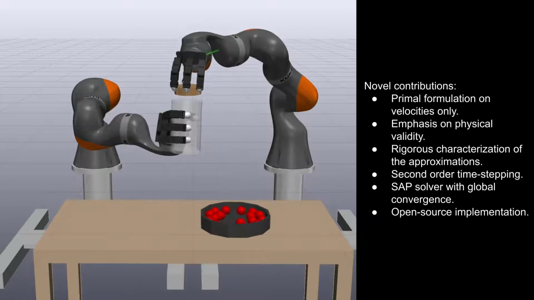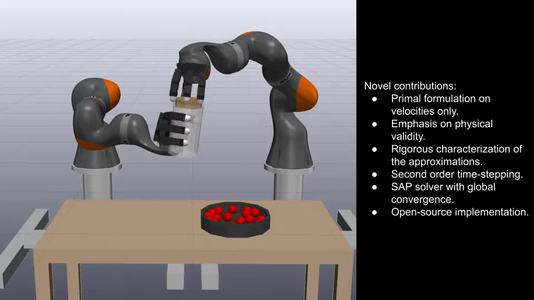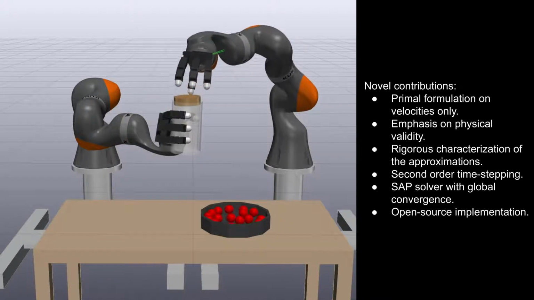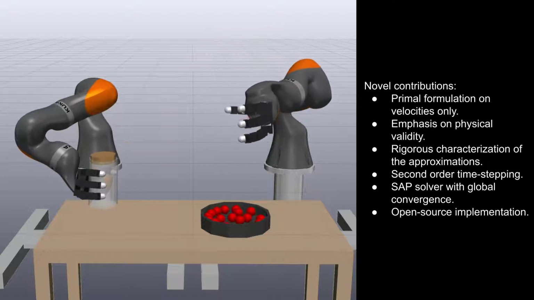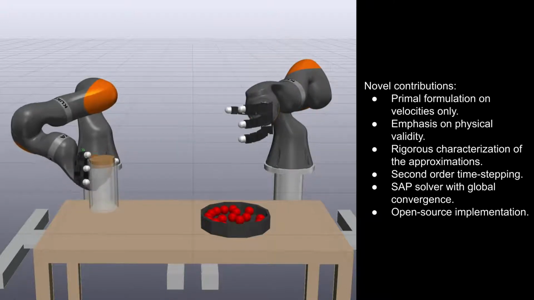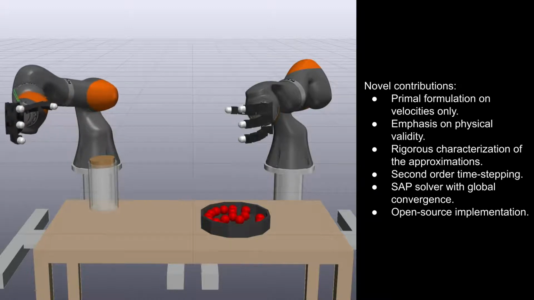of contact. In addition, we present the semi-analytic primal solver, or SAP solver for short, that converges globally and warm starts effectively, enabling the simulation of complex multi-body systems with frictional contact at interactive rates. We make the implementation of our method publicly available in the open source robotics toolkit Drake.